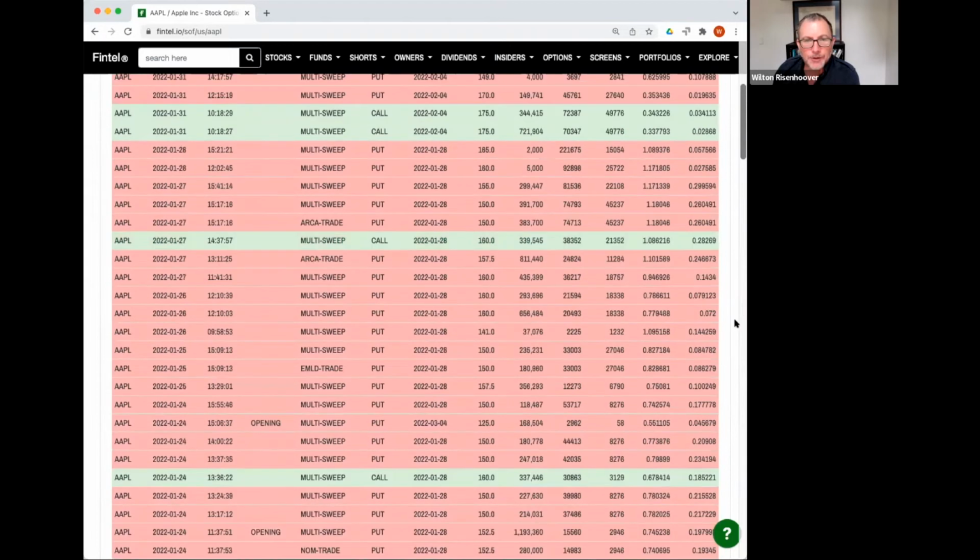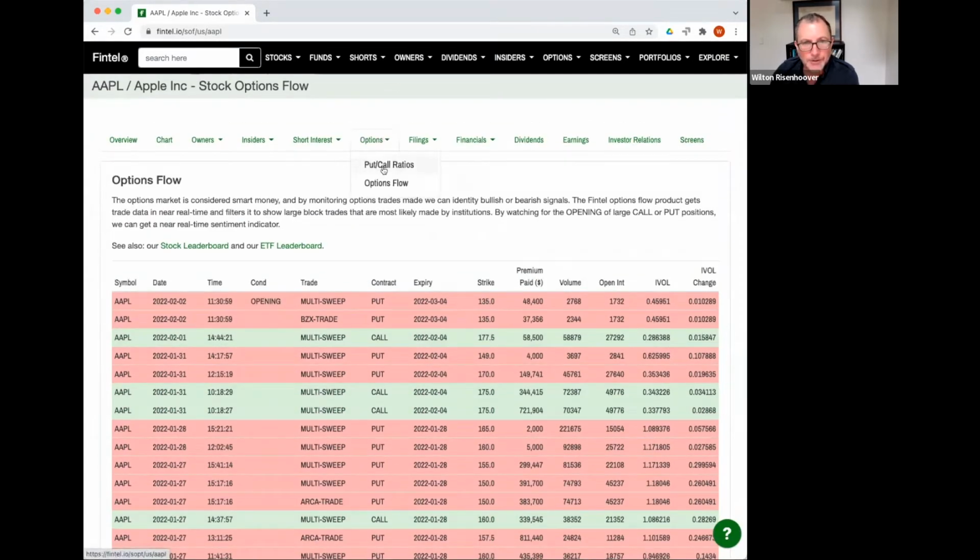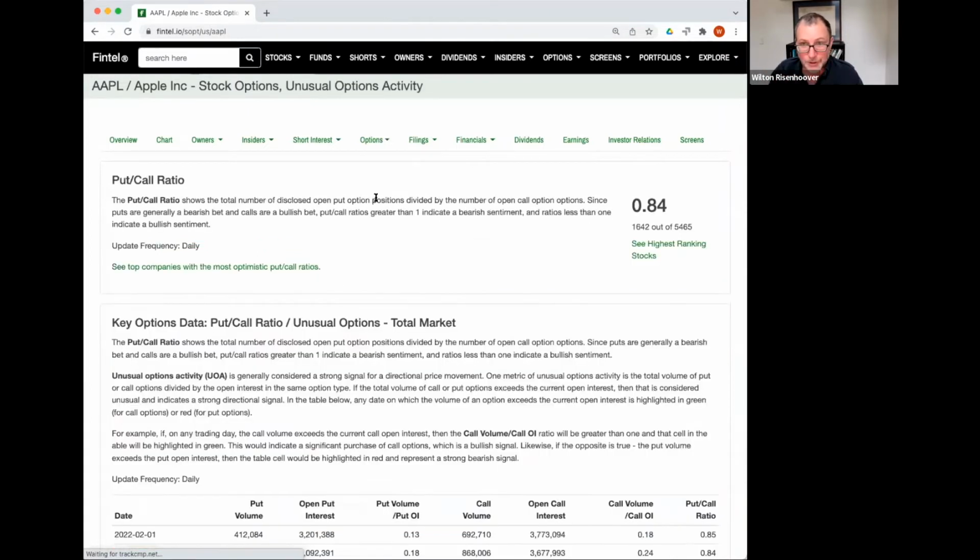One of the things that's interesting also is I can take a look at the options itself, at the put call ratios, because besides the options flow, the put call ratios are also very interesting. As we said before, a put is a bet that the price is going to go down, and a call is a bet that the price is going to go up. So when you divide the total number of puts by the total number of calls, the open interest outstanding, you get the put call ratio, and that gives you an indication of what the overall sentiment is based on open interest.